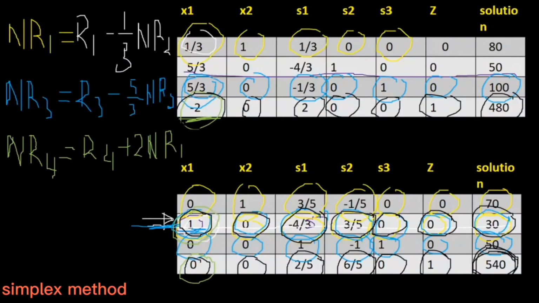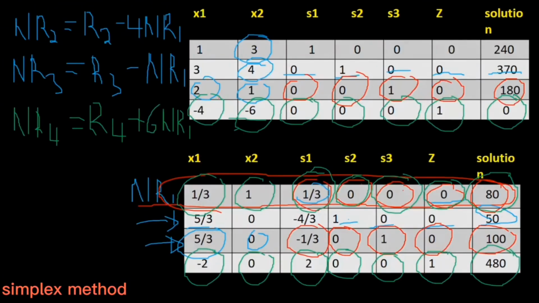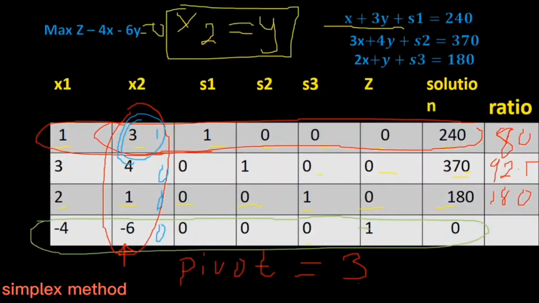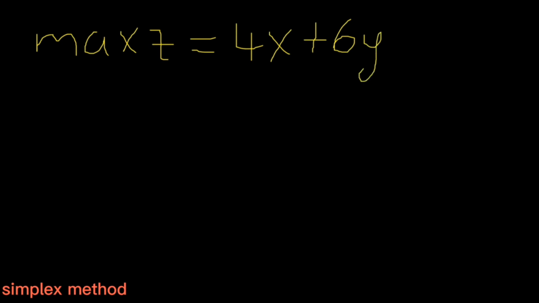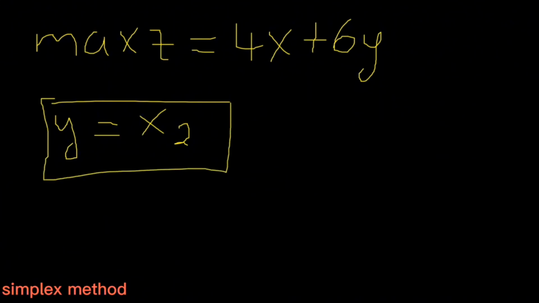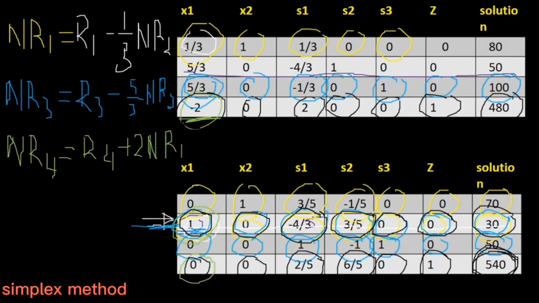Our initial equation was what? Let's come back a bit. We have max z equals 4x plus 6y. We told you that y is equal to x2, because when drawing the table we instead consider x2. And this x2, you know that is y.